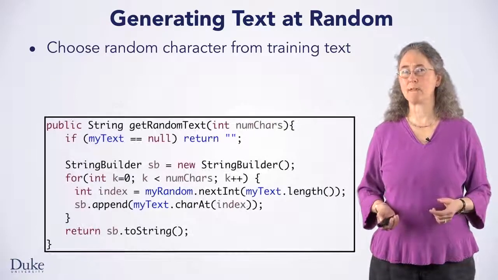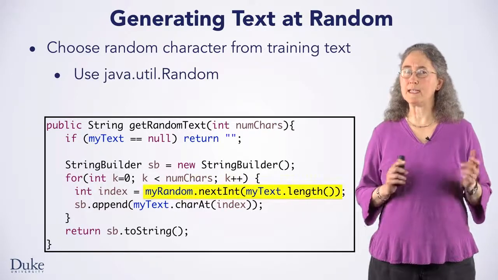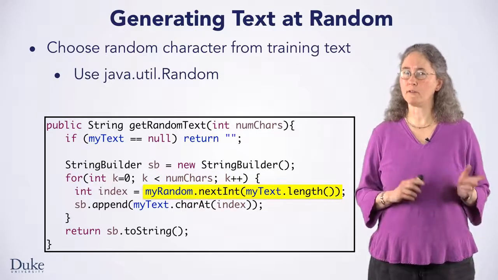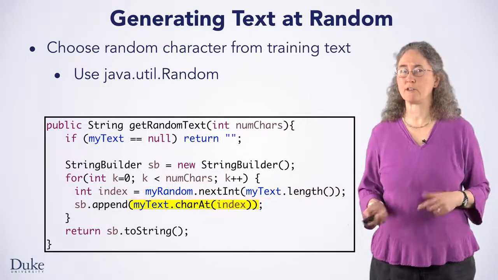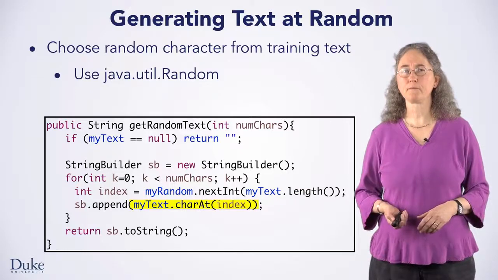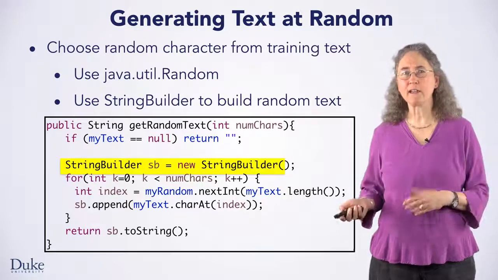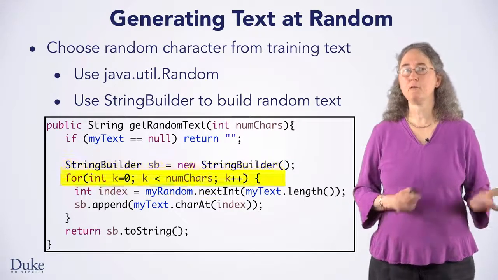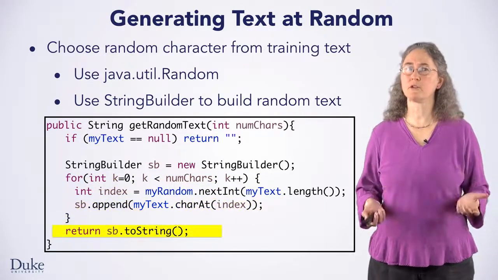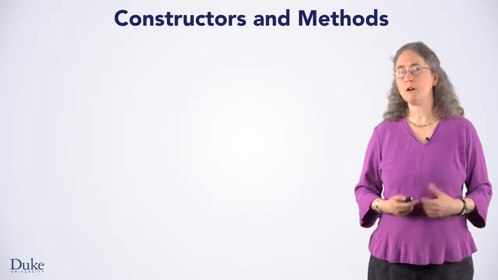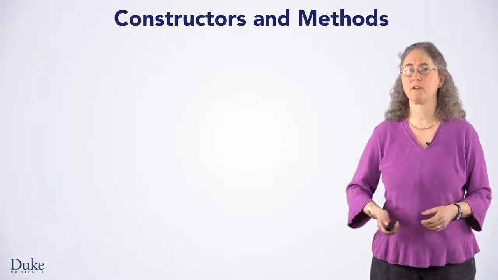The other method we'll design and implement generates text at random. The getRandomText method will choose a character at random from the training text. We'll use the nextInt method from the class java.util.Random to create a random index. And we'll use this index to access the training text for our random character. We'll create a string builder object to store the random text, since adding or concatenating to a string builder is efficient. We'll append to the string builder object, and we'll use the toString method to return a string when we're done.